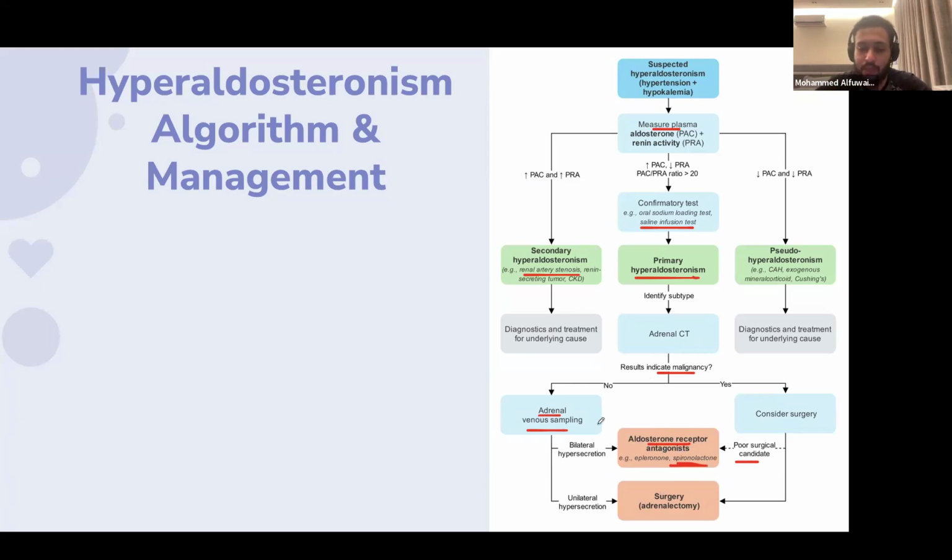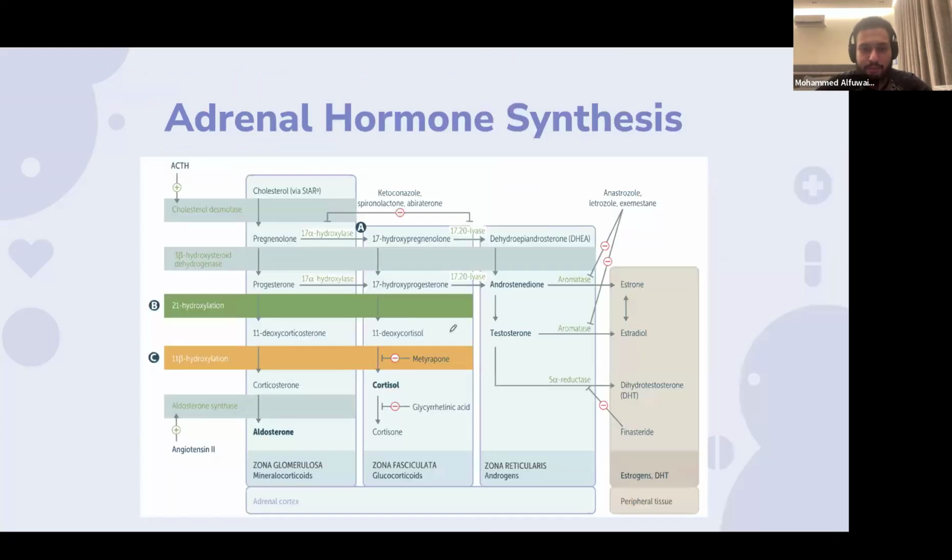Okay. If they have bilateral hypersecretion on adrenal venous sampling, because of bilateral hyperplasia, then you go for this. If they have unilateral disease, you just remove the Conn syndrome adenoma, or the thing that's causing the hyperaldosteronism, from one of the adrenal glands. Okay, so this is the algorithm for hyperaldosteronism and its management.